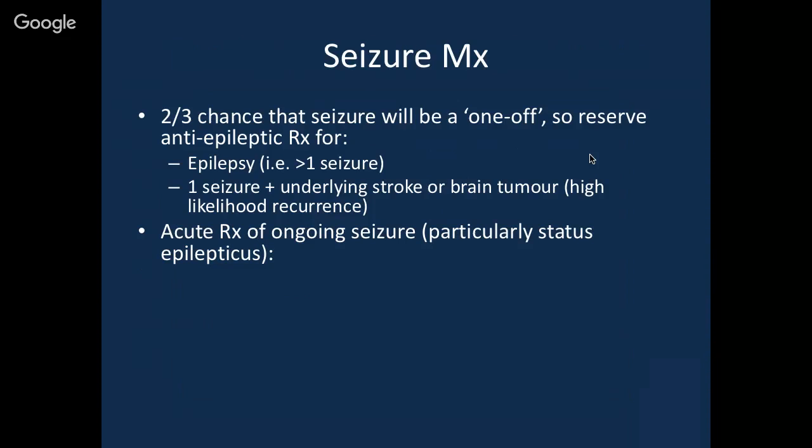Acute treatment. So if a patient comes in with an ongoing seizure, in particular what we call status epilepticus, does anyone know how to define status epilepticus?